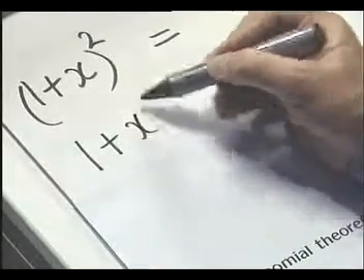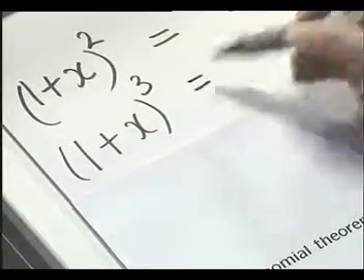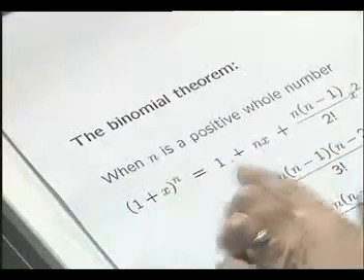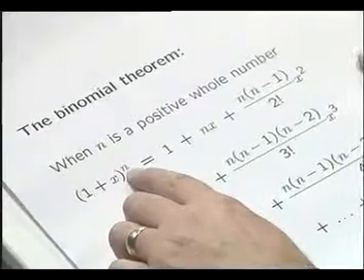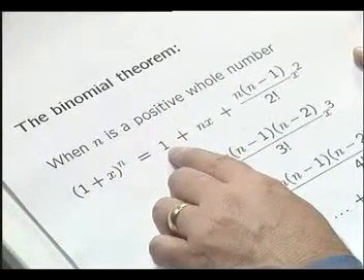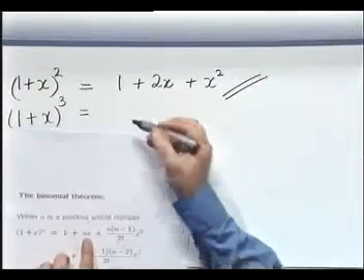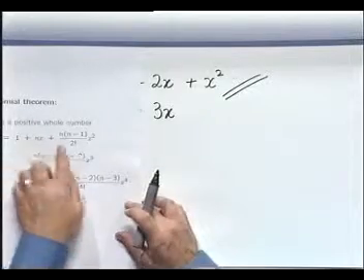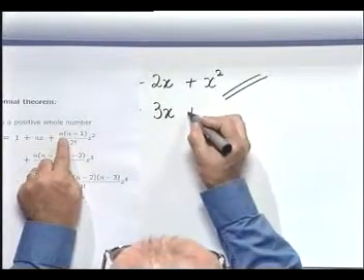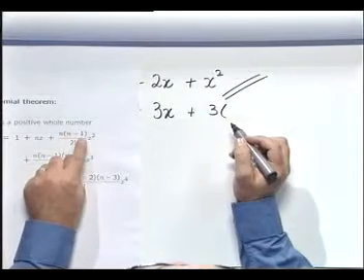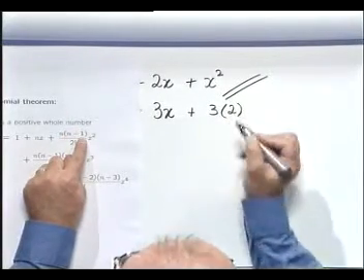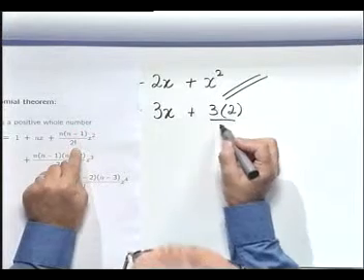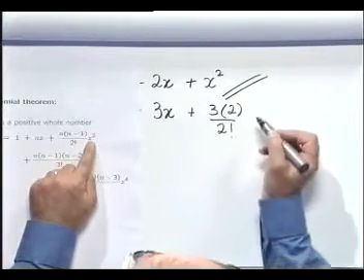Let's look at the theorem for the case when n is 3. Let's expand 1 plus x to the power 3. I'm going to use the theorem again, but this time we're going to let n be 3. So we'll want 1 plus 3x and then we'll want 3 times 3 minus 1. 3 minus 1 is 2, all divided by 2 factorial, then an x squared.